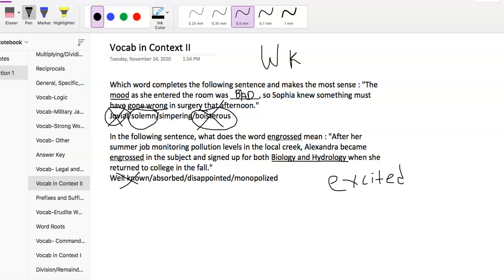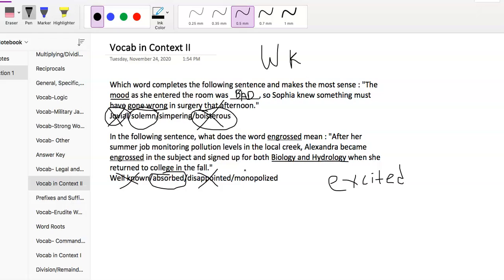Absorbed. Alexandra became absorbed in the subject and signed up for both biology and hydrology. Looks pretty good. Let's see what else there is. Disappointed. Doesn't make any sense. If anything, that's more like the opposite of what we want. Now we've already eliminated 2. And then monopolized. Again, it might be that you don't know what that word means. That's okay, but it doesn't really fit at all with what we have, and absorbed seems so good.